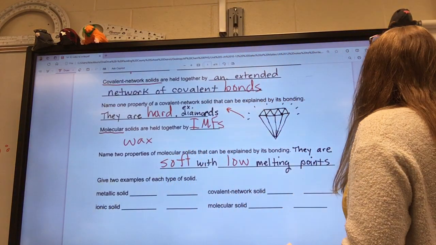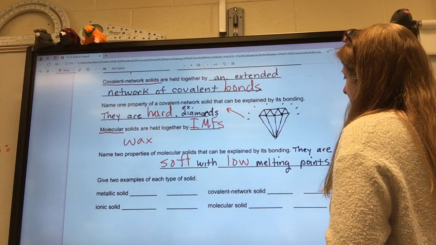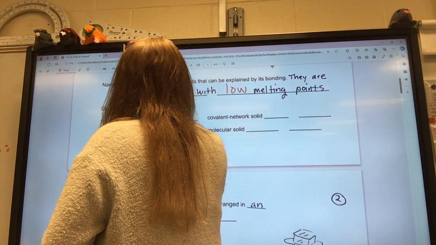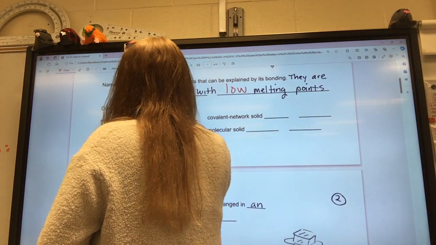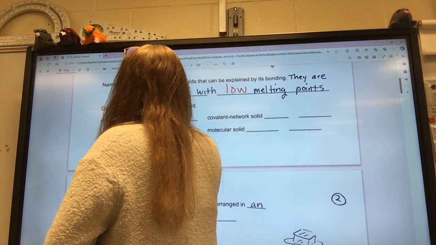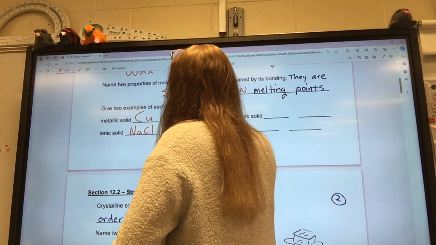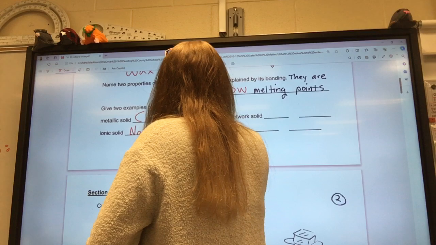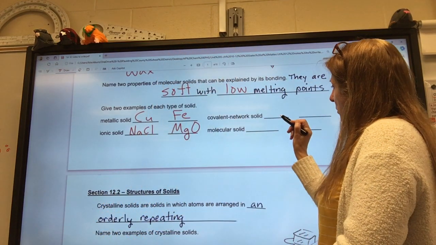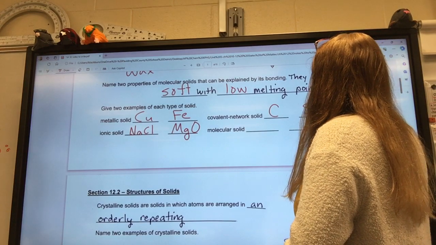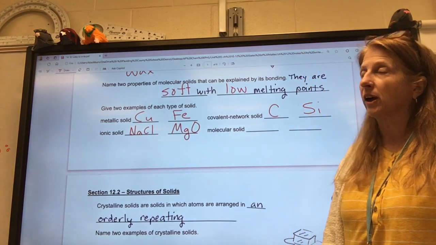Okay, so here are some examples of our 4 kinds of solids. A metallic solid could be copper or iron. Ionic solid, you always think of salt, right? Sodium chloride, and then it could be something else like magnesium oxide. A covalent network solid could be like carbon in a diamond or silicon. It's a very pretty rock.